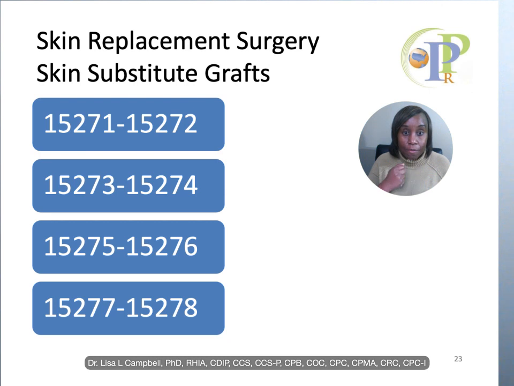Auto means it came from self. Sometimes what happens is that the patient will donate their own tissue prior to surgery, and they'll culture it and preserve it and get it prepared. You can Google that process. But on page 110, these are for skin substitute grafts.